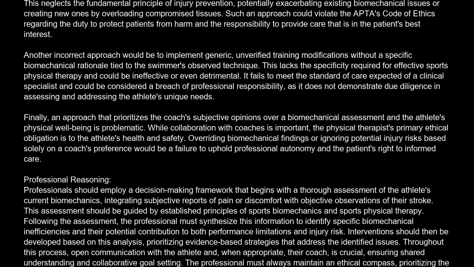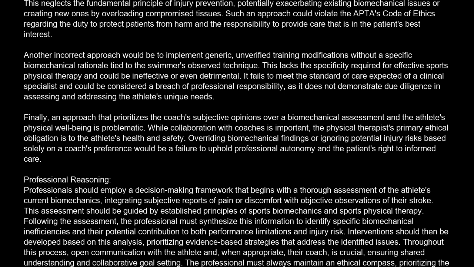Finally, an approach that prioritizes the coach's subjective opinions over a biomechanical assessment and the athlete's physical well-being is problematic. While collaboration with coaches is important, the physical therapist's primary ethical obligation is to the athlete's health and safety. Overriding biomechanical findings or ignoring potential injury risks based solely on a coach's preference would be a failure to uphold professional autonomy and the patient's right to informed care.